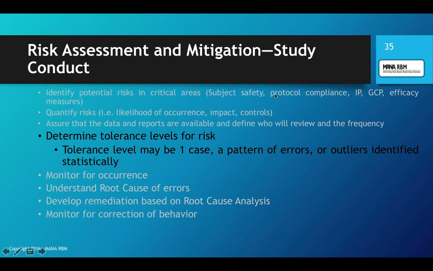And now what we're going to do is talk about determining tolerance levels for risk. And the one point I want to make is sometimes that tolerance level is one case. So this is probably one of the harder areas, especially for smaller studies, but we'll show you some information about that. So let's move forward with determining tolerance levels.